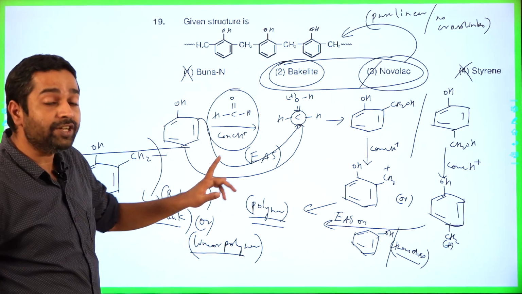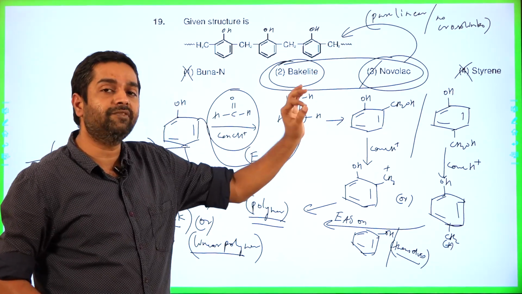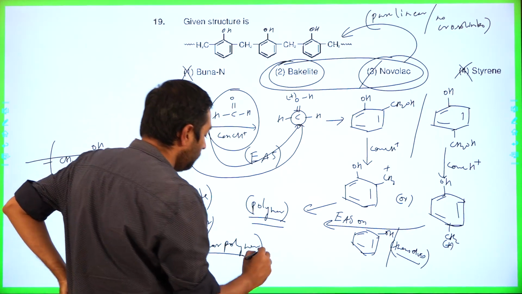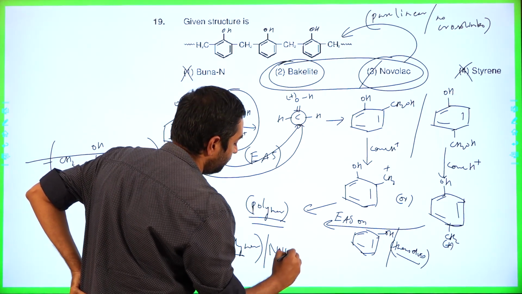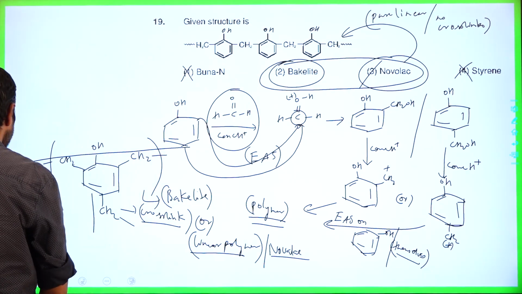Now, the conditions required are going to be different. We will have specific conditions giving me bakelite or novolac depending on what I want to get. This is question number 19. Let's get to the next one.